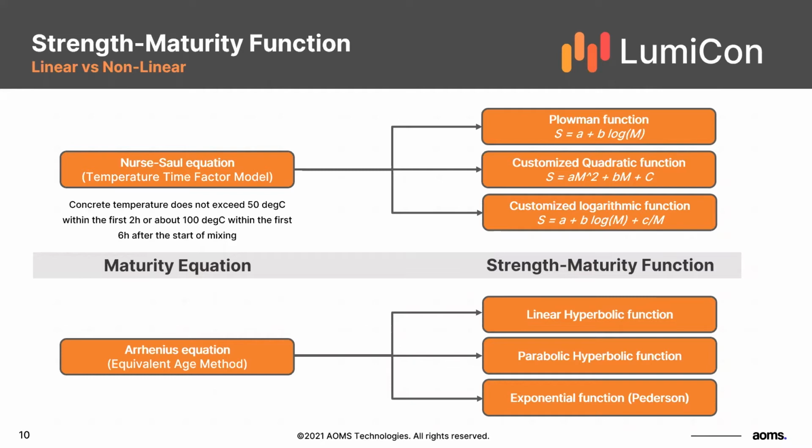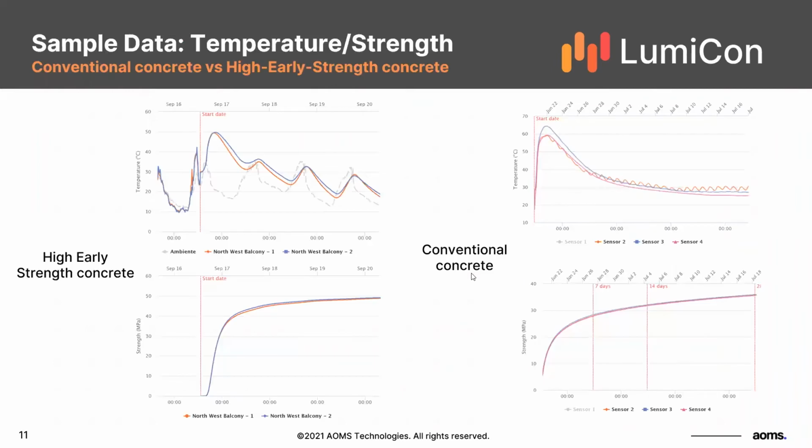this doesn't make sense, because at earlier stages the concrete is still very, very soft. It's not cured, but it shows some strength data. So it is important to bring some knowledge and wisdom into understanding which function would work better for our design mix. And I have some examples here. For high early strength concrete, usually the Arrhenius function, as I mentioned, and the linear hyperbolic or hyperbolic parabolic equation would work better.